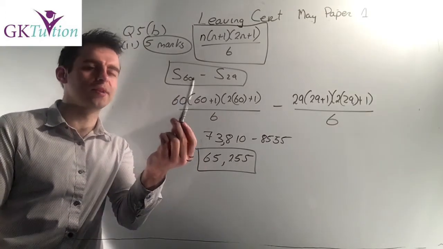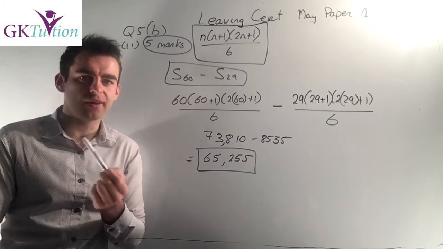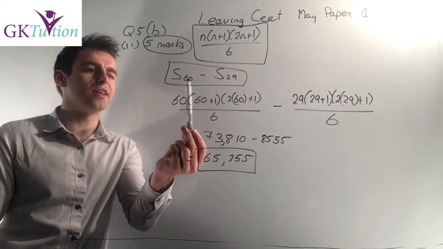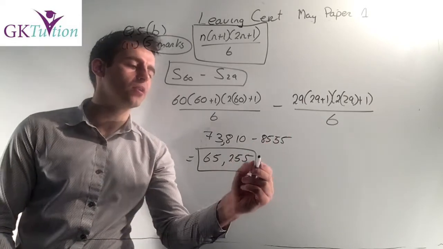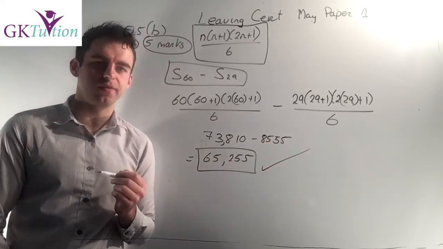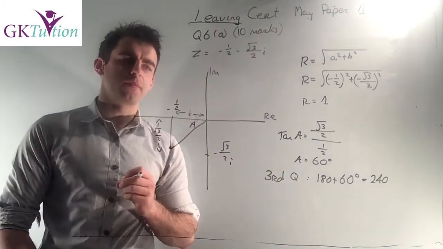A lot of people made the mistake and they went S60 minus S30. But that means you're not including your 30. I need to say S60 minus S29. You just plug it into your formula and your value works out as 65,255.